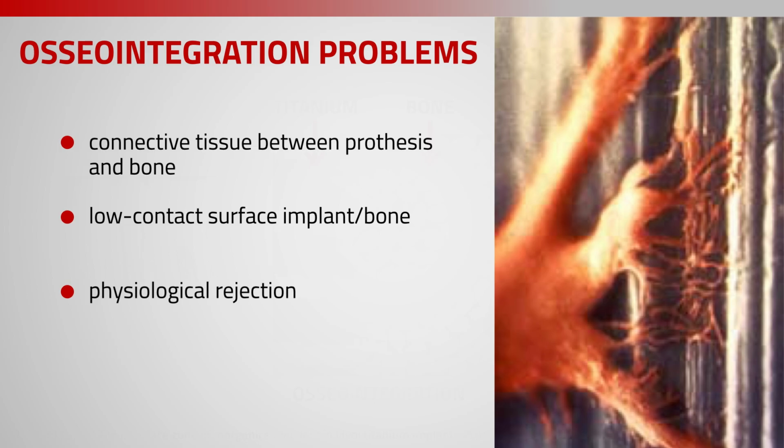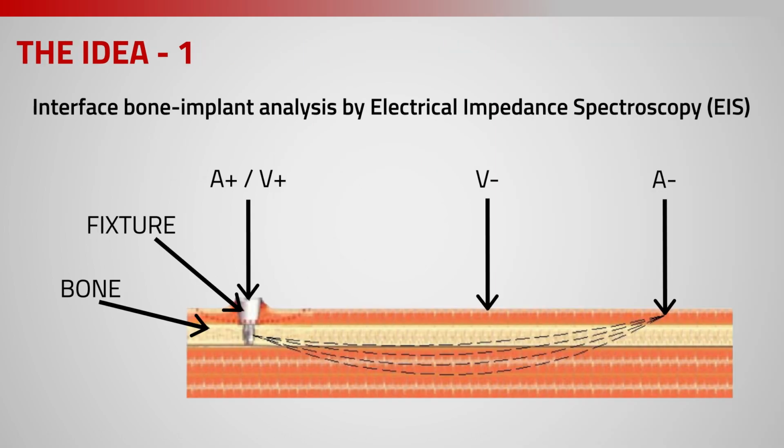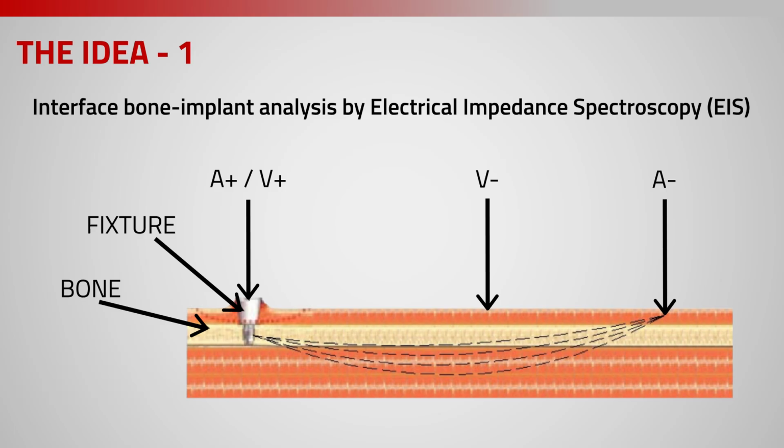So what is the main first idea of our innovation? Exploit the EIS, namely the electrical impedance spectroscopy, in order to diagnose the situation of the interface between bone and implant. The measurement method is illustrated in the picture you see here, where you can see the bone, the fixture, which is emulated by a screw, and a typical three-electrode configuration.